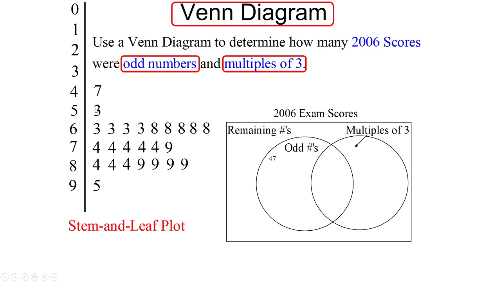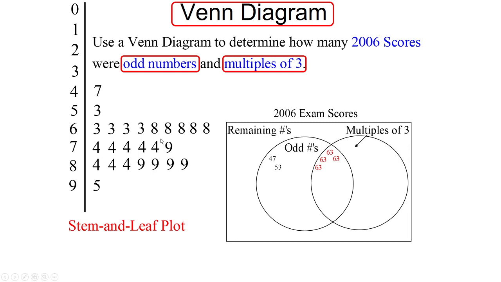Now 53, well that's odd, but 5 plus 3 is 8, and 3 does not go into 8 evenly, so 53 is also just an odd number. It's got to go over here somewhere. And then 63, well check this out. 6 plus 3 is 9, and 3 goes into 9 evenly, so 63 is an odd number and a multiple of 3. So I'm going to put all of my 63s in this union, this area right here, which is how many? 1, 2, 3, 4. So I need 4 63s. Doesn't matter where you put them as long as they're in that section. Okay, put them wherever you want in there.